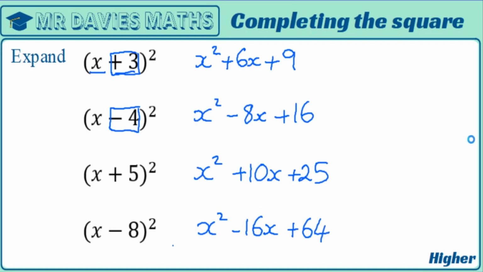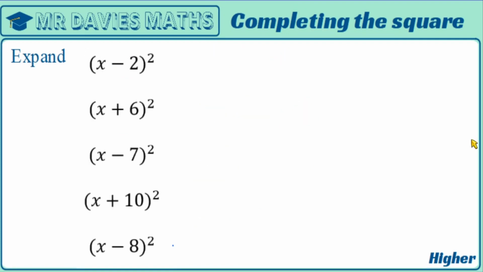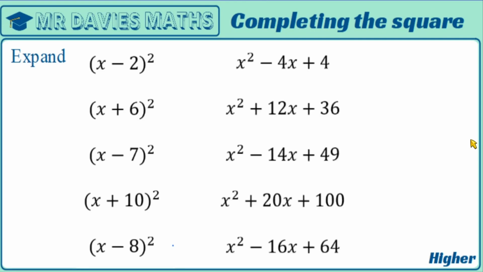Right, your turn. Have a go, pause the video here. You've got 5 questions. Can you give me the 3 pieces of information that come out of these? Okay, here come the answers. Hopefully you got them right.